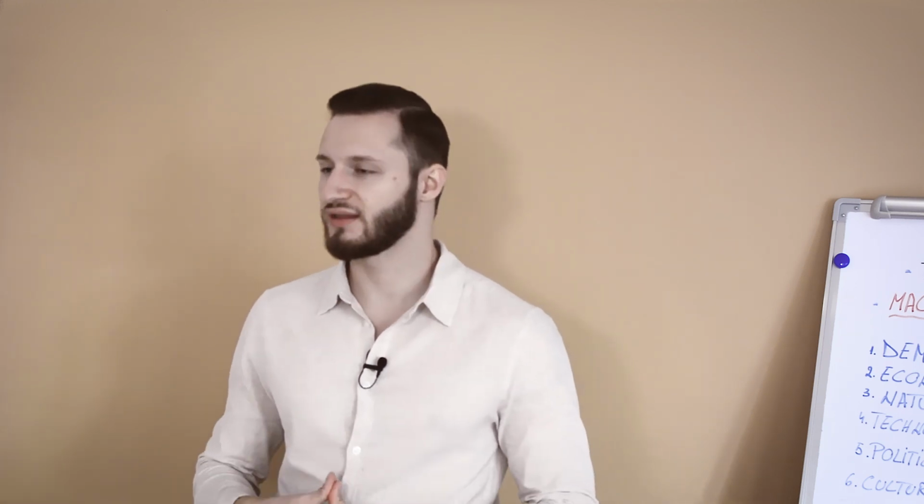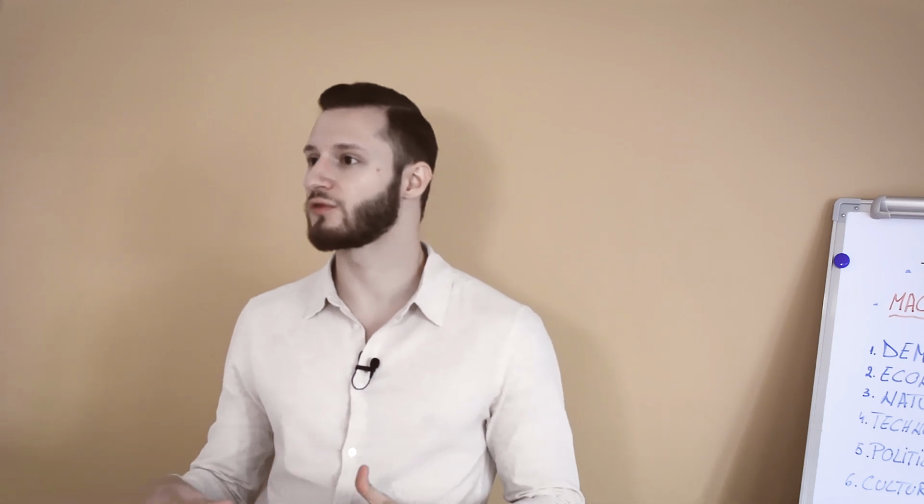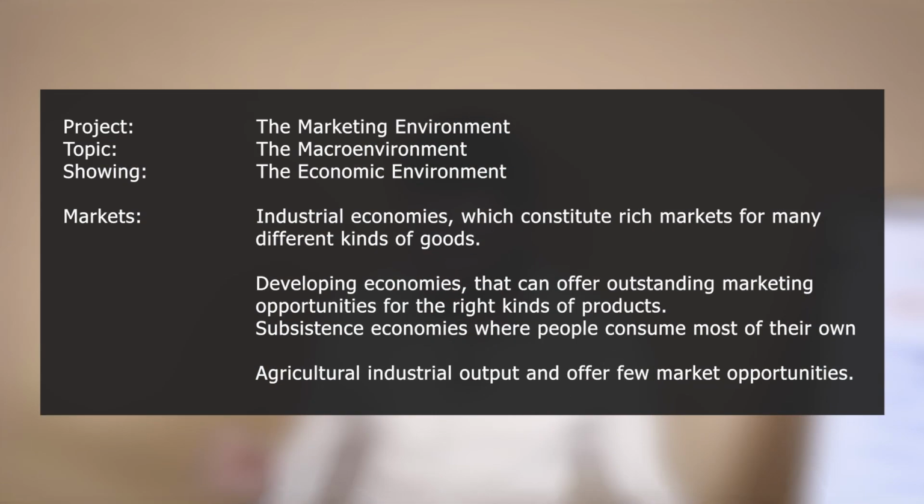You already know that income and wealth come in stages, so the marketeers identified them on 3 levels. Some countries have industrial economies, which constitute rich markets for many different kinds of goods. In between, there are developing economies that can offer outstanding marketing opportunities for the right kinds of products. And in the lower extreme, there are the subsistence economies, where people consume most of their own agricultural and industrial output and offer few market opportunities.